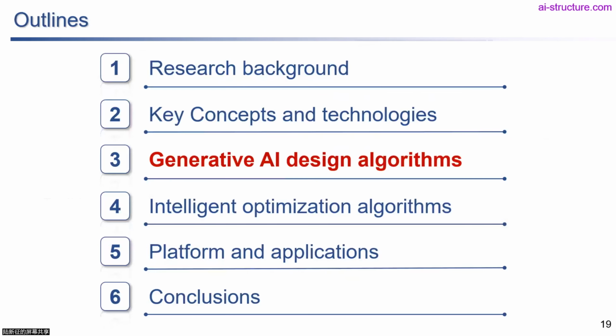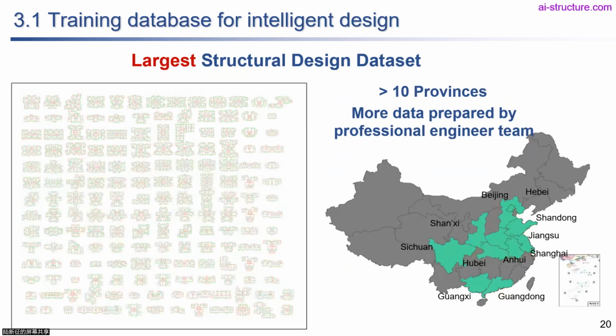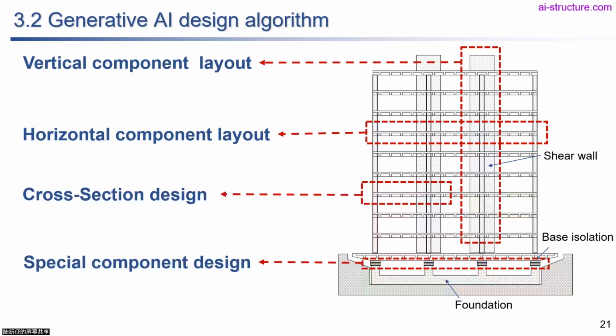Okay, so then, how do we do the generative design algorithm? Just now Professor Gu gave a very good presentation that for AI research, the most important thing is the data. So firstly, we spent quite a lot of time collecting data, and now we have the largest structural design dataset in the world. Then we propose algorithms for the design of different components, like vertical components, horizontal components, the cross-sectional design of different beams, columns or shear walls, and also some special component design, like base isolation for earthquake design. So I will go one by one.